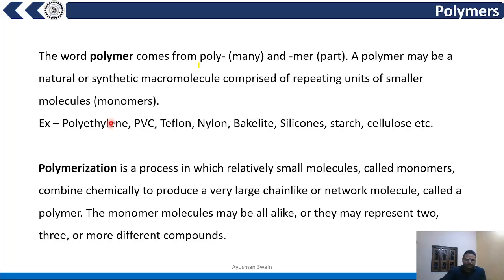So you can give some examples. These are synthetic polymers. Starch, cellulose, protein are natural polymers, biomolecules. And the process is polymerization. From monomer to polymer, the conversion process is polymerization.